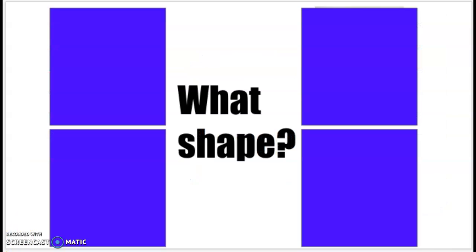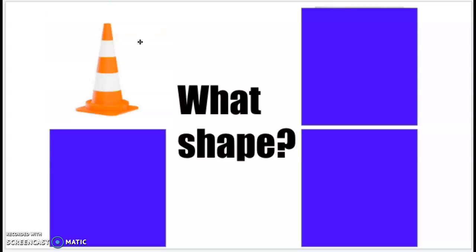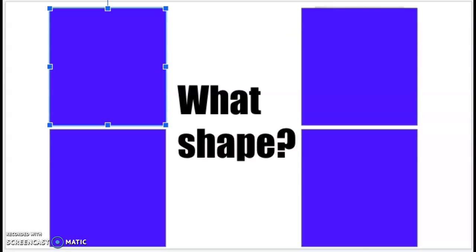So now we're coming to this little activity. I am going to reveal one of these rectangles, and I would love for you to be able to tell me what shape is behind it. What shape is this? If you said cone, you are correct. This cone has 1 face and 1 point.